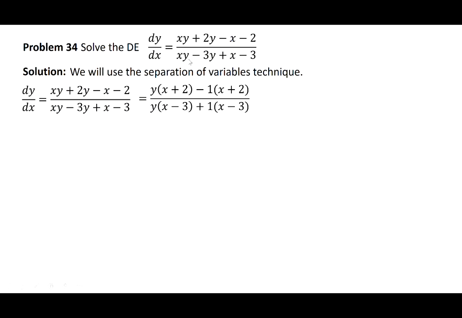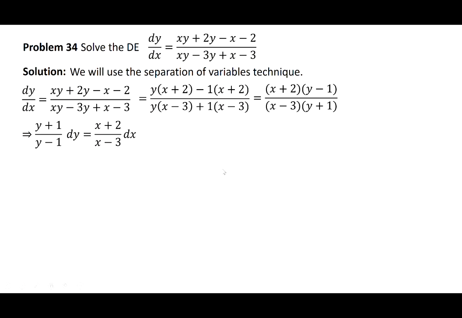Similarly, factor out a y from the first two terms in the denominator: y times x minus 3 plus 1 times x minus 3. Lo and behold, on the top, you see this x plus 2 as being a common factor once again. So that means we can factor out an x plus 2, giving us x plus 2 times y minus 1. In the bottom, we'll have x minus 3 times y plus 1. Cool. Now we can separate the things and say y plus 1 over y minus 1 times dy.